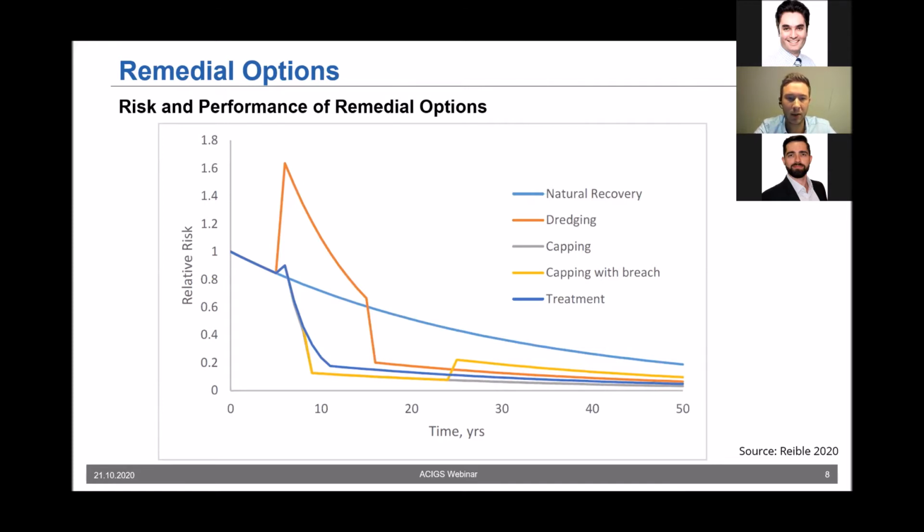We just start with our measuring and controlling process, and over the years the relative risk decreases because the flux and the concentration of the contaminants also decrease. However, this takes some time. It takes 50 years in this simulation until we have a risk of, I don't know, 30% or so. The other option would be the dredging, which is the orange line here.